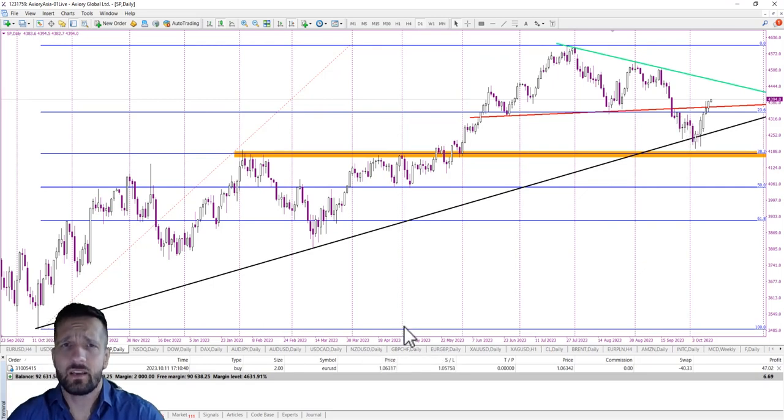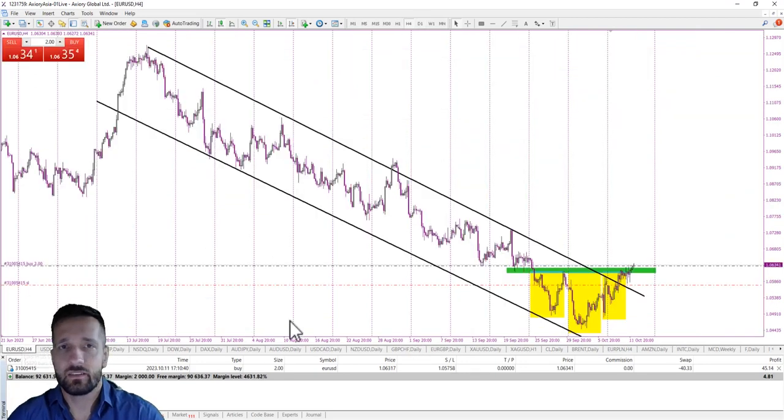Now let's take a look at the currencies because the American dollar is losing right now ahead of this data. Here we have euro dollar. Inverse head and shoulders pattern, breakout of the neckline, breakout to the upside from the channel down formation. So definitely good times for euro and bad times for the American dollar.